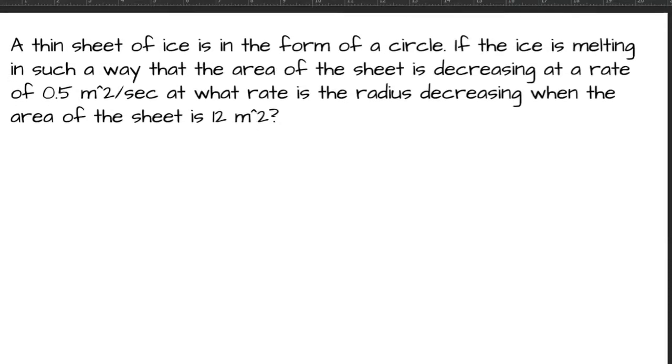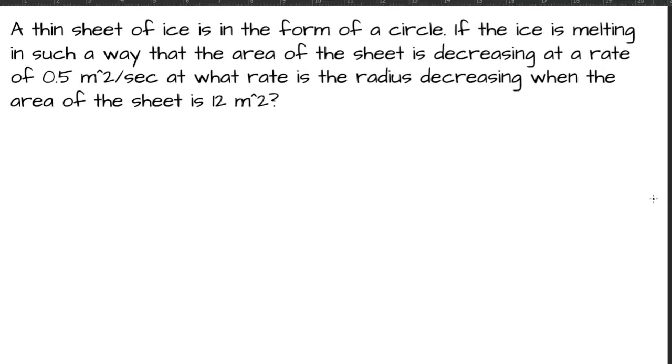So, a thin sheet of ice is in the form of a circle. If the ice is melting in such a way that the area of the sheet is decreasing at a rate of 0.5 meters squared per second. So, may yara kita note decreasing kag rate.